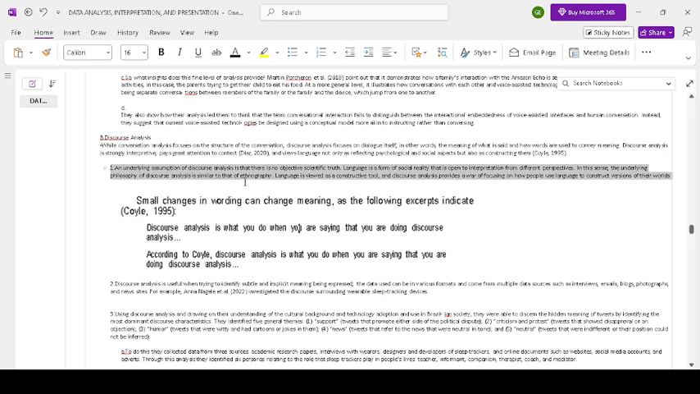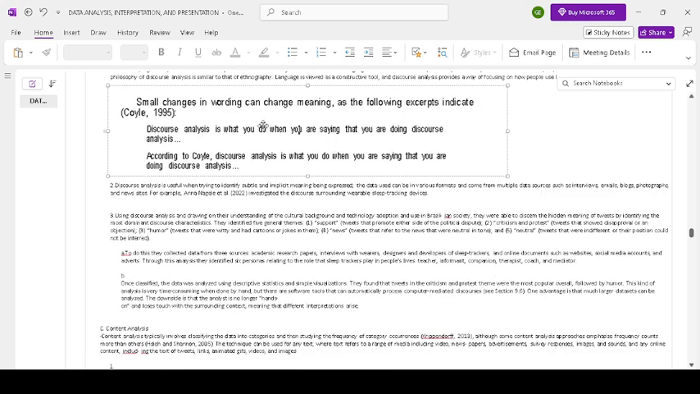An underlying assumption of discourse analysis is that there is no objective scientific truth. Again, there is no objective scientific truth, I think you can get the point, right? Language is a form of social reality that is open to interpretation from different perspectives. In this sense, the underlying philosophy of discourse analysis is similar to that of ethnography. So you're open to different perspectives, you're sympathizing, and in interviewing, you don't have a bias. Language is viewed as a constructive tool, and discourse analysis provides a way of focusing on how people use language to construct versions of their words.